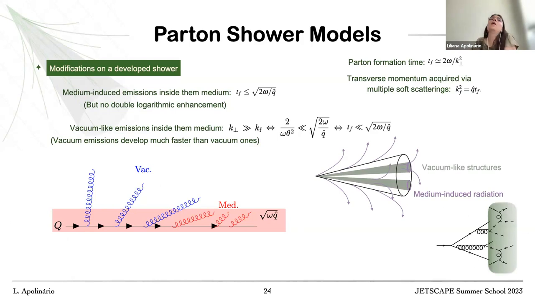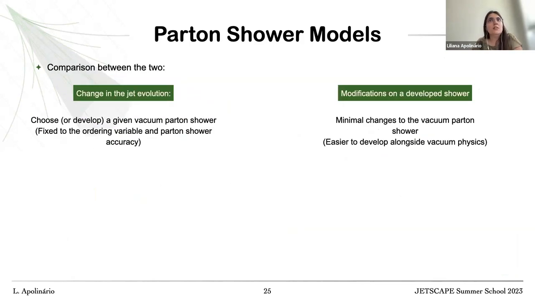As you can see, it's not one or the other, it's just a choice. If you choose to make a change in the jet evolution, you are developing further a given parton shower, while with the afterburners, you stick to the idea that you are not making any changes to the vacuum parton shower. Of course, this approach is easier to develop, just because you can simply grab some other parton shower from proton-proton collisions and apply, for instance, your Monte Carlo model to this kind of strategy.